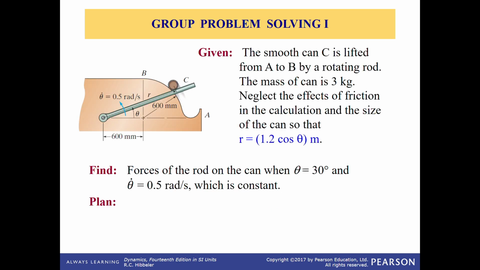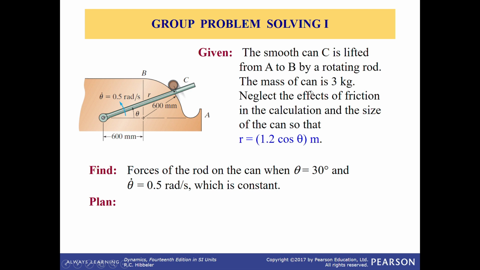Alright, this is group problem solving one. Given the smooth can C, this is the smooth can C here, is lifted from A to B. A is here, the point A is here, B is here, by a rotating rod. Why did they say rotating rod? Because I have theta dot equal to 0.5 radian per second in this direction. So it means that this rod has an angular velocity.